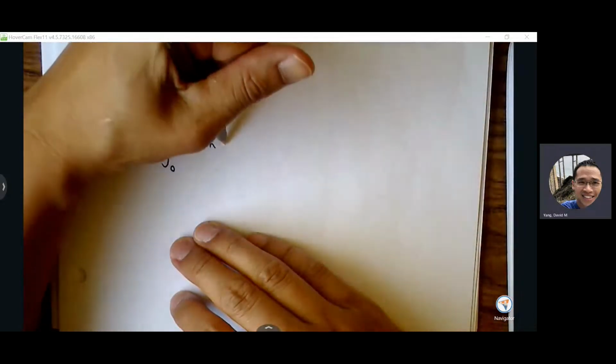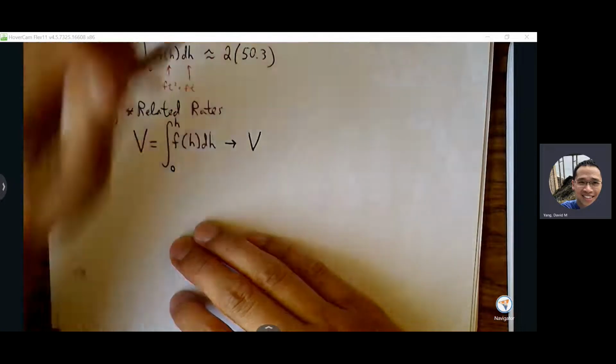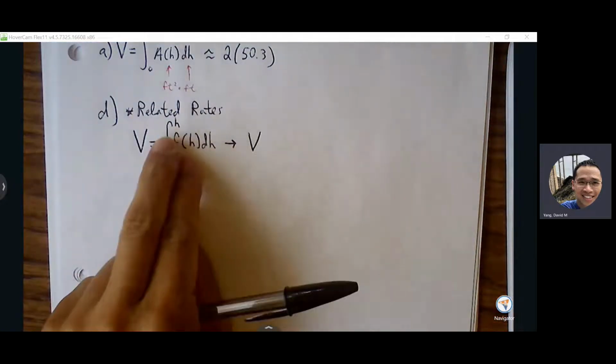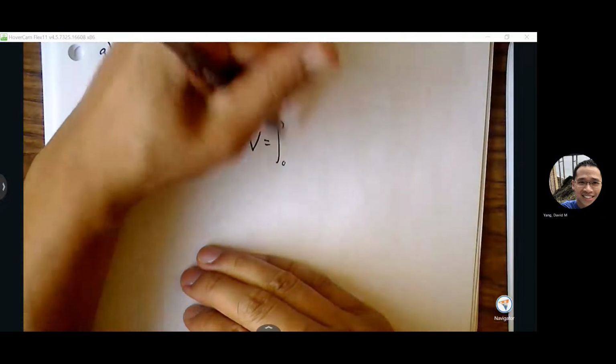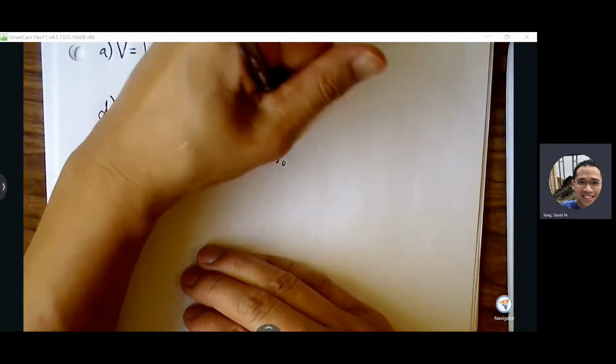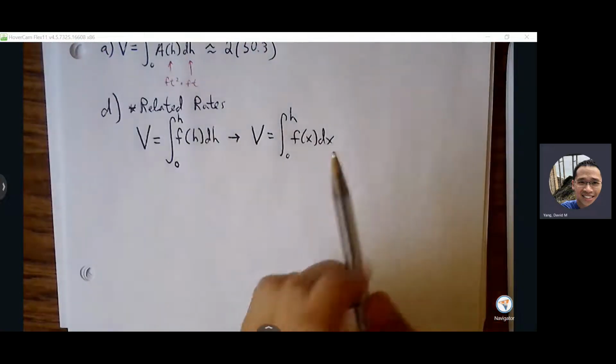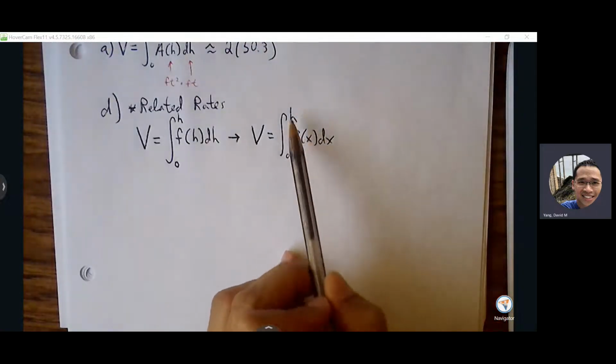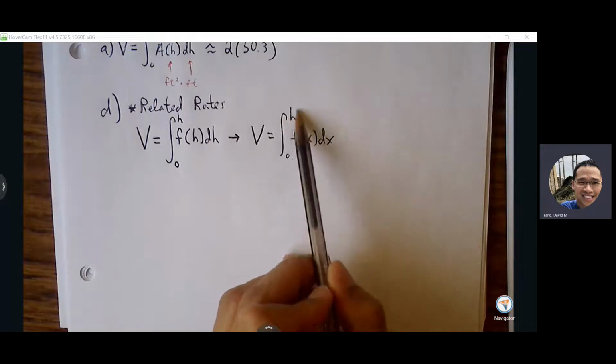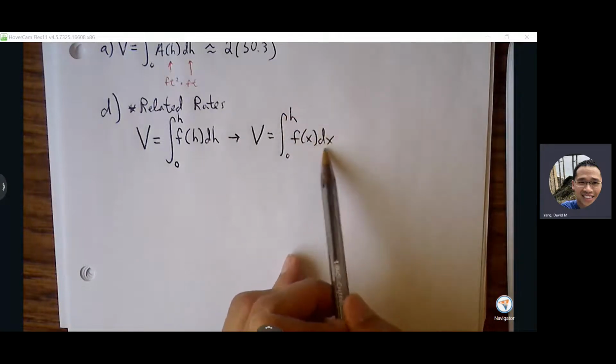Let me adjust this a little further here because we want these to be slightly different in terms of the variable. So I'll leave that as h, but I'll show f of x dx, just because when we're dealing with integrals, we typically want these to be different variables. So if I know my variable is h here, I'll usually use this as x.